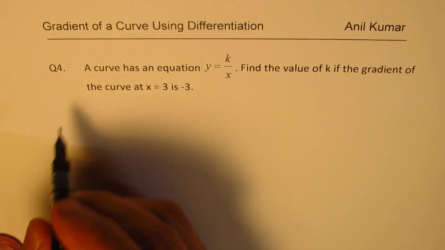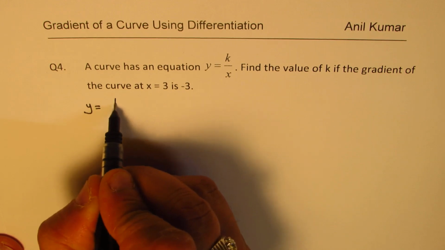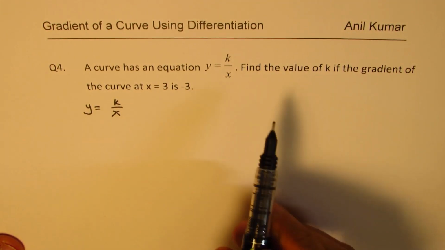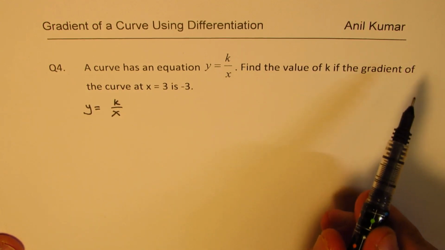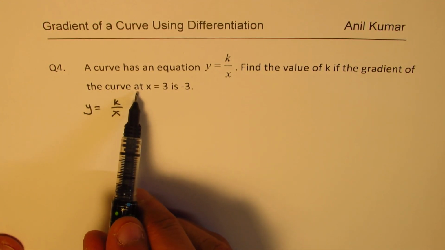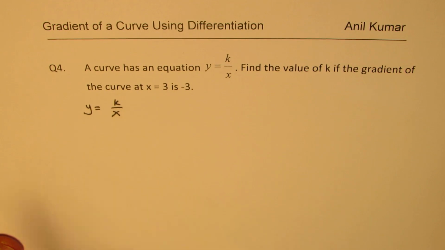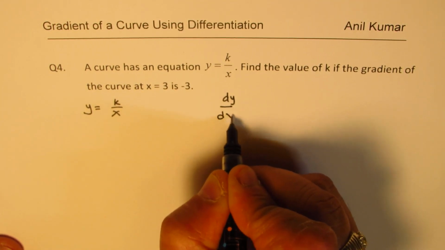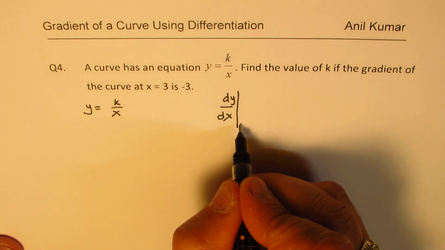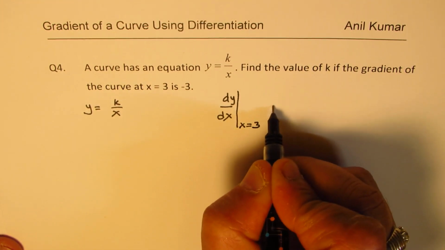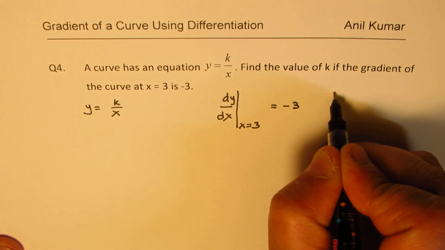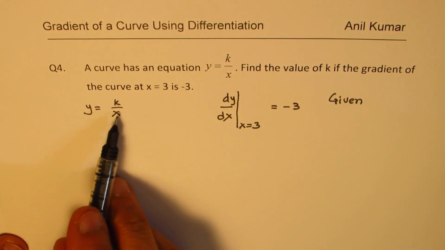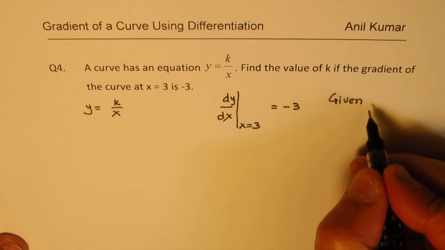Correct? So we are given the equation y equals k over x. We need to find what k is. What are we given? We are given that the gradient of the function at x equals 3 is minus 3. So let me show you how to write this. Gradient means dy by dx at, we could write like this, at x equals 3 is equal to minus 3. This is given to us, right? And that is the function. We need to find what is k.